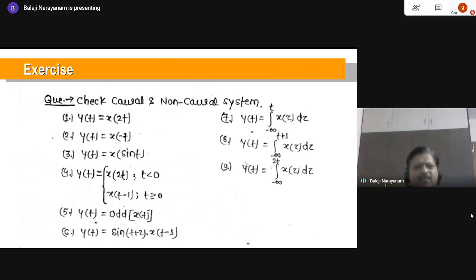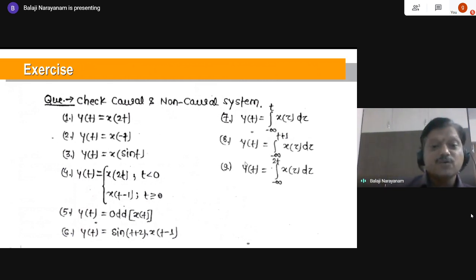Suppose we are given y of t is equal to x of 2t as the first problem. Y of t is equal to x of minus t is the second problem. And y of t is equal to x of sin t is the next problem. And the fourth problem is y of t is equal to x of 2t, and y of t is equal to x of t minus 1 for t greater than or equal to 0.